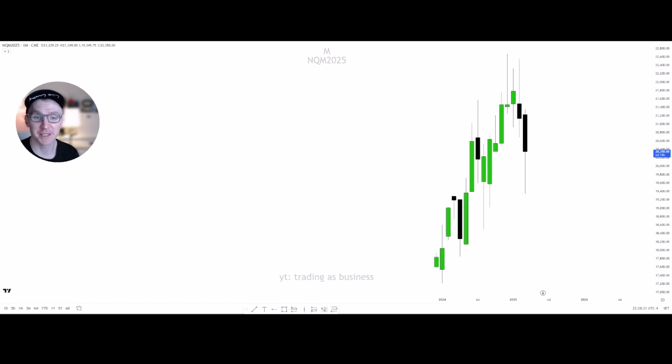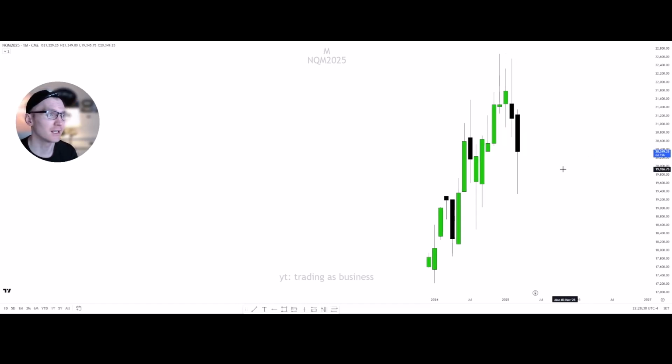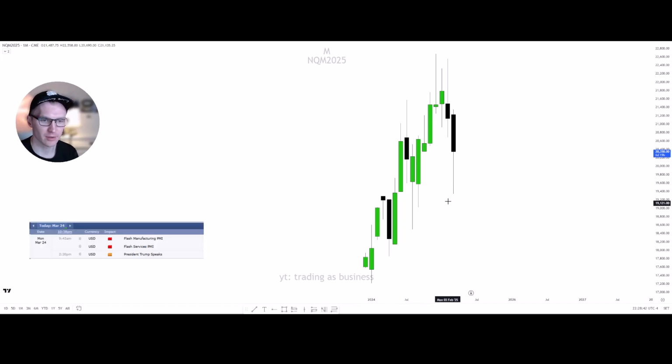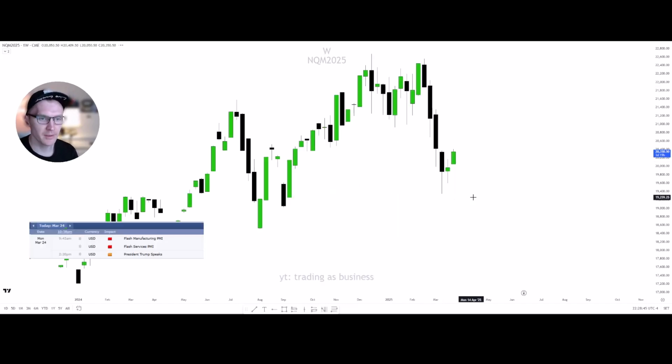Hi everybody, it's March 24th, Monday 2025, and we're going to be looking for the order block model today. Usually we start from the monthly time frame. This is how it looks on monthly. Let's go down to weekly.